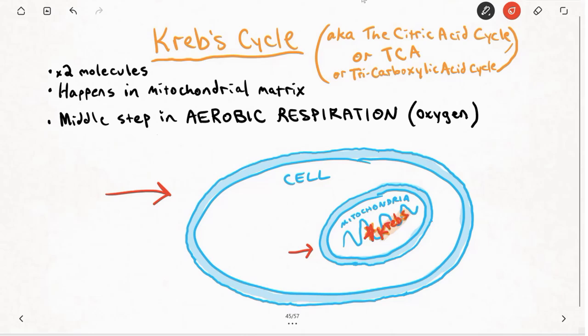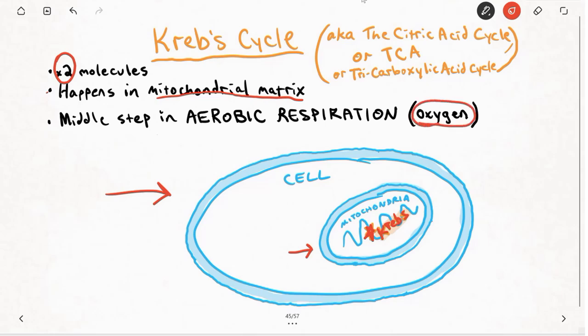Remember, there are two molecules because in glycolysis, we divided up the glucose molecule into two smaller halves. And so we want to make sure we continue keeping track of all of the inputs and outputs, but we have to take everything we do times two because the cycle is run for both molecules that are originally created from that one glucose molecule way back in glycolysis. Also, it happens in the mitochondrial matrix, which is what I just showed with this drawing. And it is the middle step in aerobic respiration when you have oxygen available.